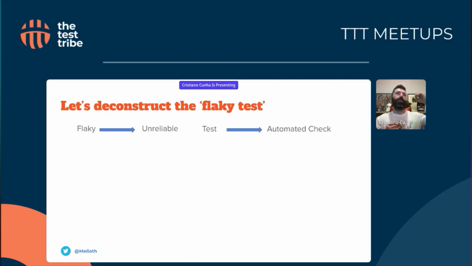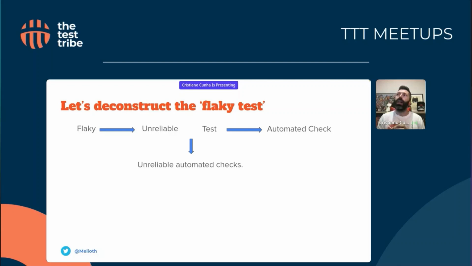So we have flaky, that is usually associated with unreliable. And here the test will be more of an automated check, because at the end of the day, the flakiness is more of a statistical way of looking at things, because we need a lot of runs in order to understand if this test or the automated check is stable or not, and if it's reliable or not. So this will get you to have unreliable automated checks.